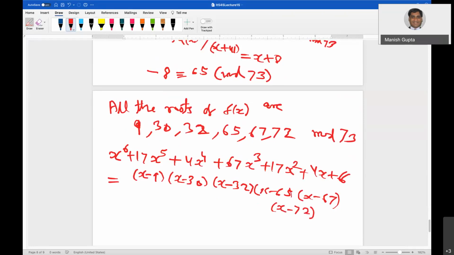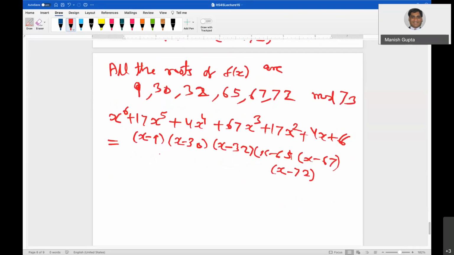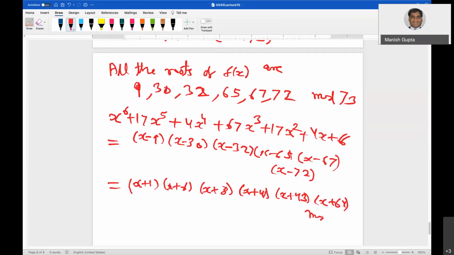That means I can just do modulo 73. This can be simplified to x plus 1, x plus 6, x plus 8. Everything is modulo 73, so the negative sign we can get rid of. x plus 41, x plus 43, x plus 64, modulo 73.